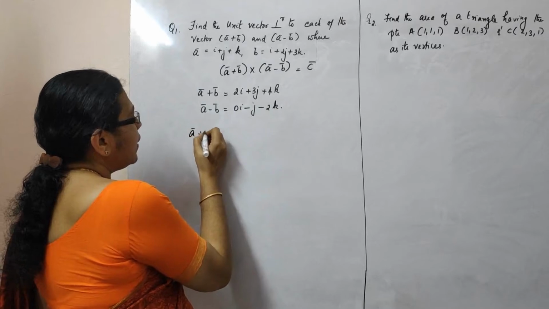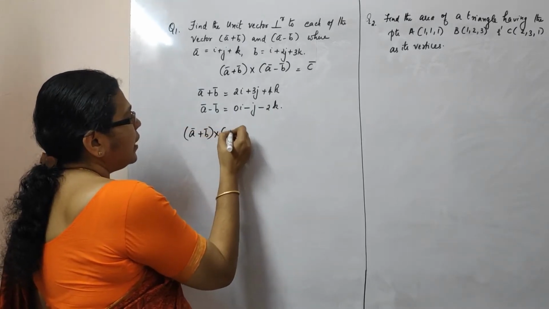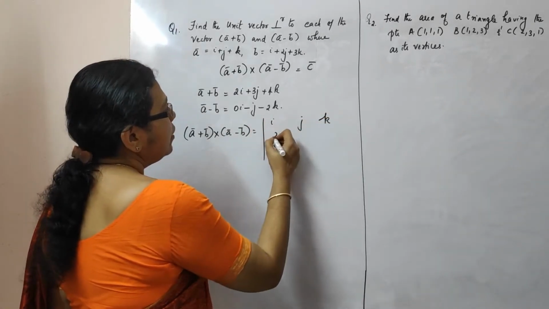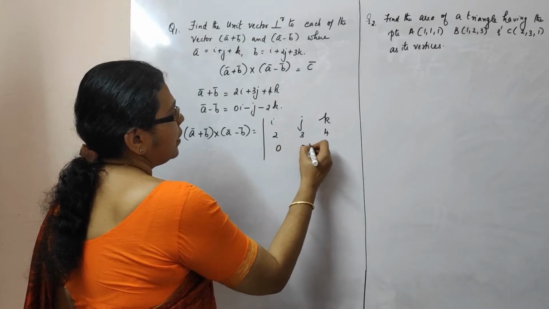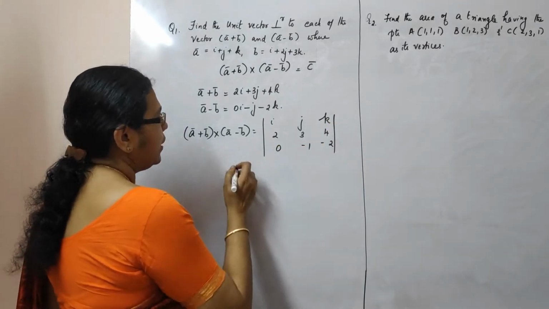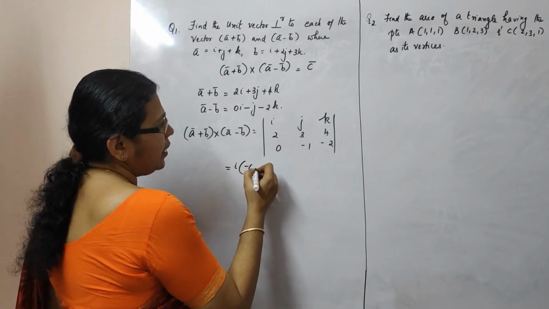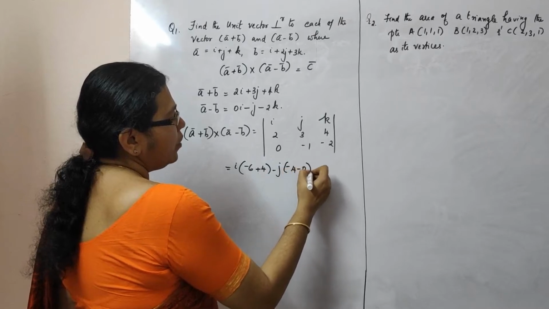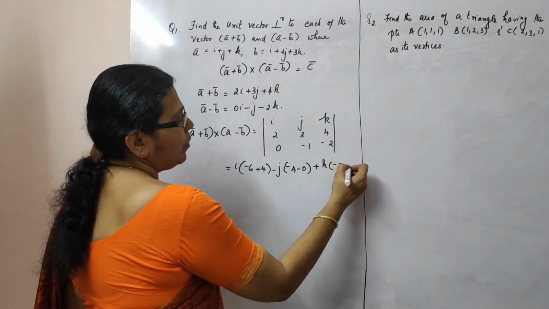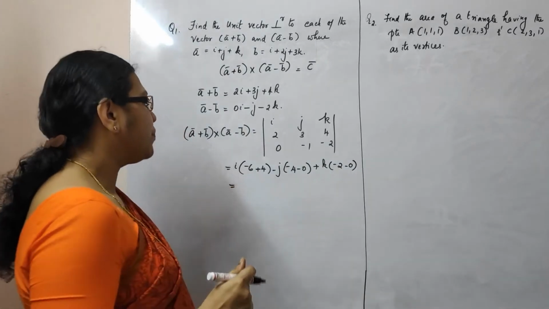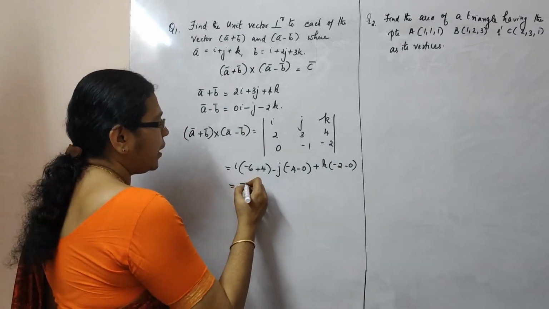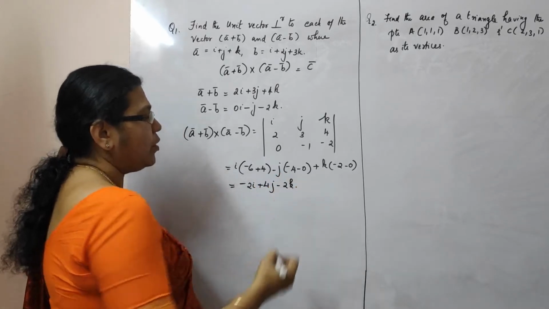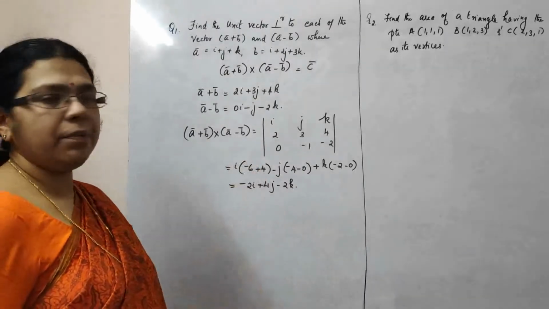Now vector A plus vector B cross vector A minus vector B, that is the determinant with i, j, k, 2, 3, 4, 0, minus 1, minus 2. So what do I get? This is equal to i into minus 6 plus 4, minus j into minus 4 minus 0, plus k into minus 2 minus 0. So this gives me minus 6 plus 2 plus 4, that is minus 2i plus 4j minus 2k. So this is the cross product between these two vectors.